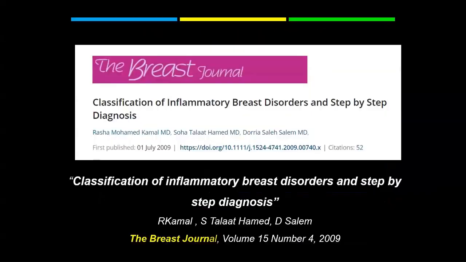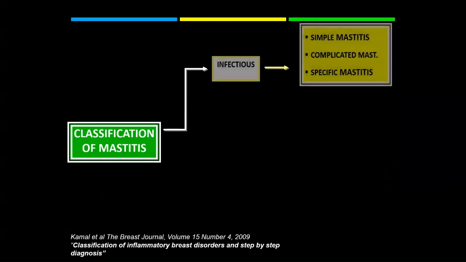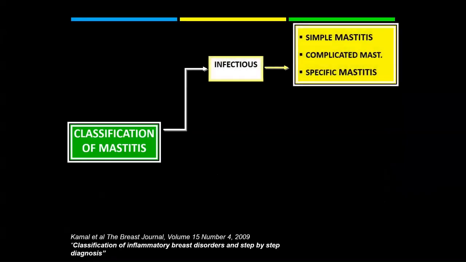My lecture today is based on some research work that I performed with some colleagues in the radiology department in Kasr Al Ainy. We published it in 2009. In this publication, we proposed a new classification for mastitis where we classified inflammatory breast lesions into infectious mastitis, and these include the simple lactational mastitis, mastitis which becomes complicated with an abscess cavity, and then mastitis which occurs secondary to a specific infectious organism like TB or Pseudomonas.